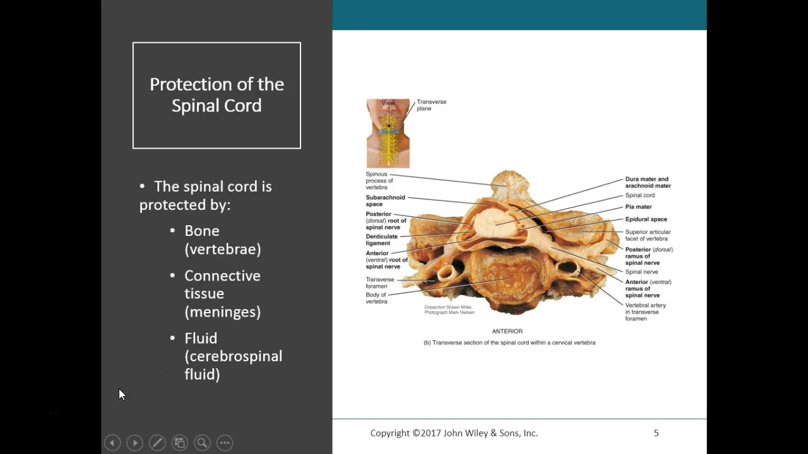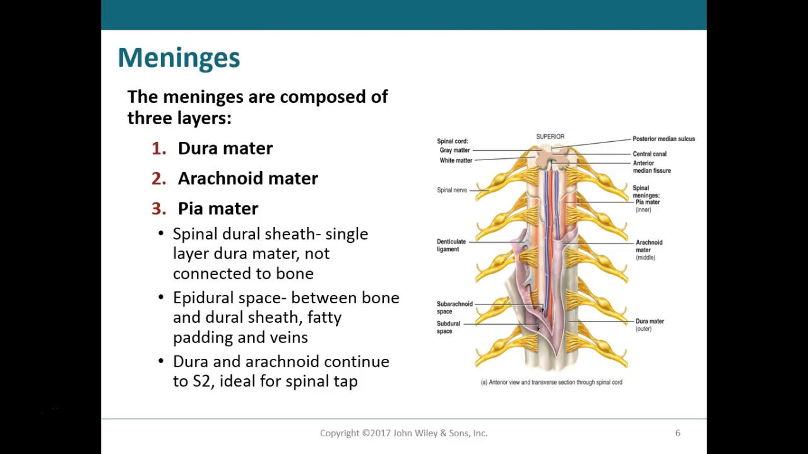Those connective tissue layers that we call the meninges are made up, as I mentioned earlier, of three different layers. The dura mater, dura means tough, mater is mother, so the dura mater is the most superficial of the three layers. It's very thick and strong, composed of a lot of dense, irregular connective tissue. The dura mater forms a sac from the foramen magnum in the occipital bone to the second sacral vertebrae. So it forms a tough connective tissue sheath.